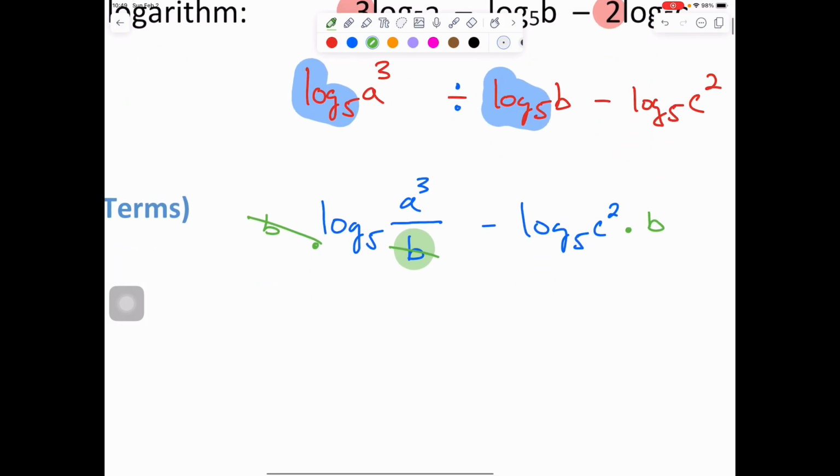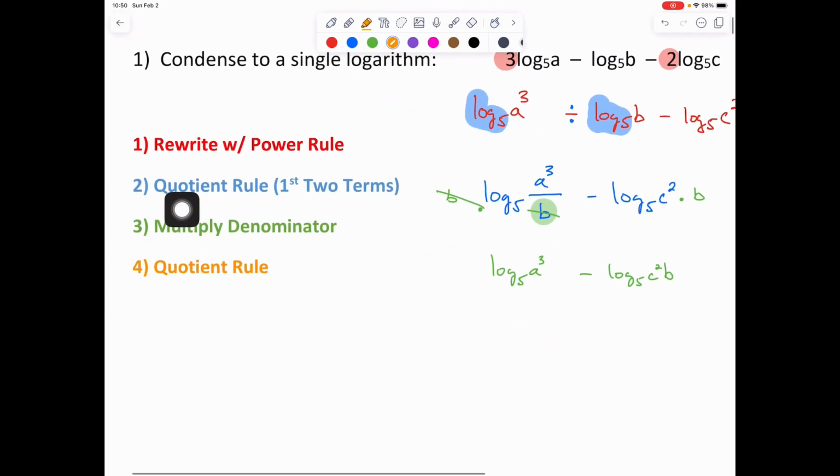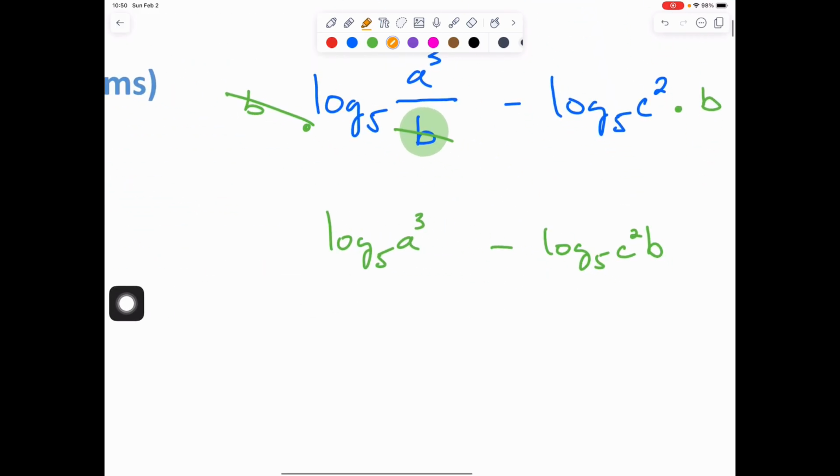So we will just simply rewrite. Our first term is log base 5 of a to the third power. Now we also, again, bring down our minus, and let's go ahead and do our multiplication here. Log base 5 of c squared b. Oh, but what do I do next? I still see a subtraction. Well, we're going to repeat step 2, but with our 2 remaining terms. All right, so let's take a look.